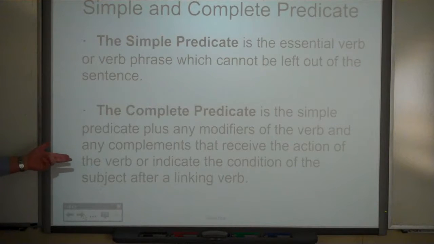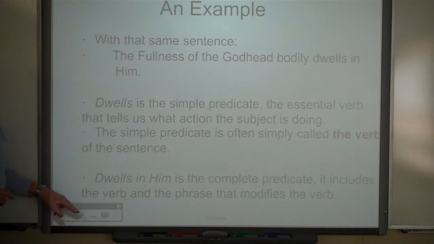So, the simple predicate is the essential verb or verb phrase which cannot be left out of the sentence. And the complete predicate is the simple predicate plus any modifiers of the verb and any complements that receive the action of the verb or indicate the condition of the subject after a linking verb. So again, similar pattern, but the simple predicate is the verb or verb phrase. It's doing the acting or showing the condition, and the complete predicate are the words that go along with that.